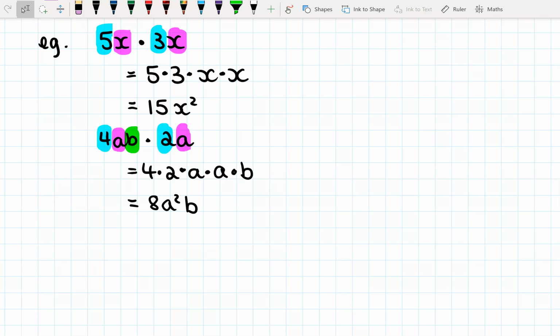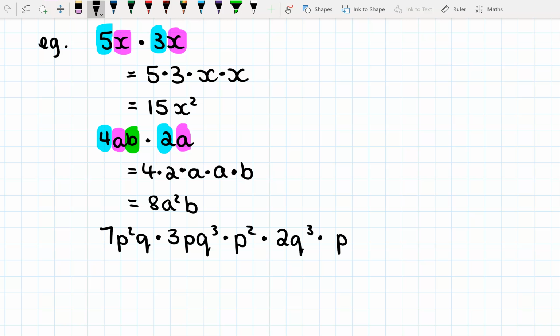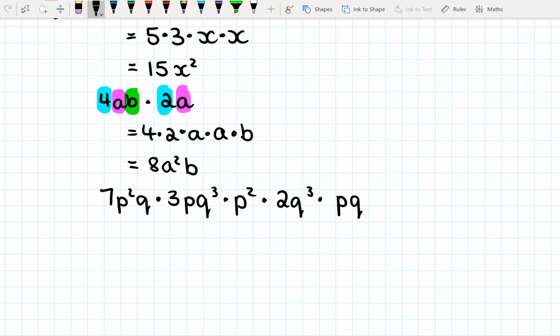We're going to make a nice big one here now. So we have 7p squared q times 3pq cubed times p squared times 2q cubed times pq. Just to challenge you guys a little bit, we want to do a nice big hard one. All right, so let's go firstly to our steps.